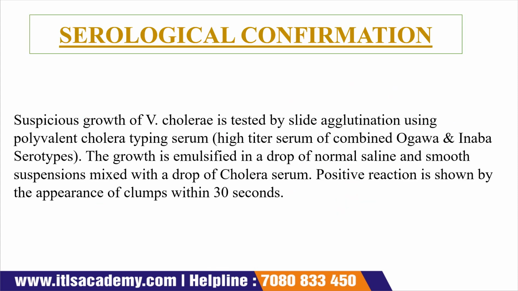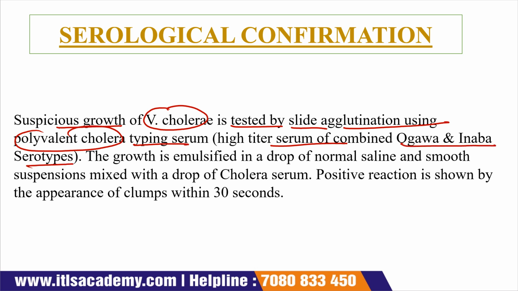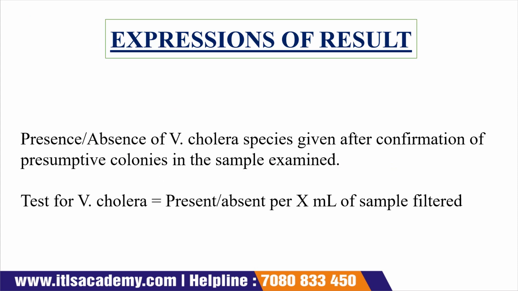Then the next is your serological test confirmation. Suspicious growth of the Vibrio cholerae is tested by slide agglutination using a polyvalent cholera typing serum. This is what? This is a high titer serum which has a combination of Ogawa and Inaba serotypes, and the growth is emulsified in a drop of normal saline and the smooth suspension mixed with a drop of the cholera serum, and if there is a positive reaction then it will show clumps within 30 minutes.